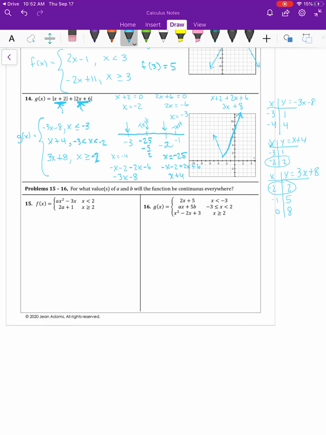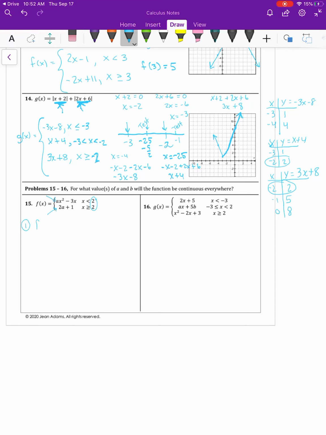So now, problems 15 and 16. For what values of a and b will the function be continuous everywhere? Well, this is a quadratic function all by itself. So if this was the only function, it would be continuous for all x values. This is a linear function, or actually it's going to end up being like a horizontal line. And it's going to be continuous all by itself everywhere. The place where we have to worry is where they change functions, and it's changing at 2. So that's where we need to worry.